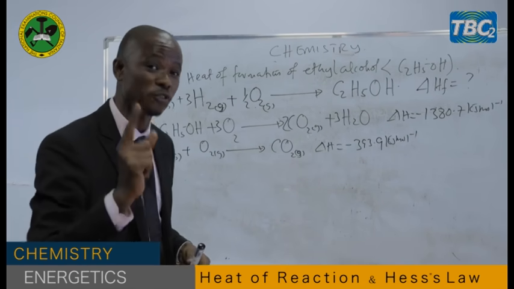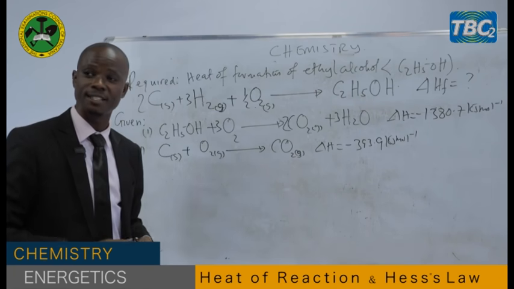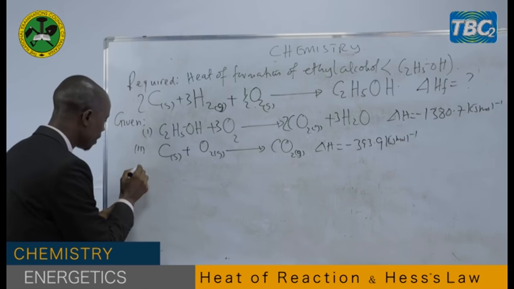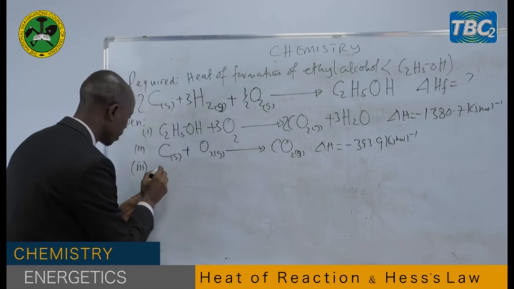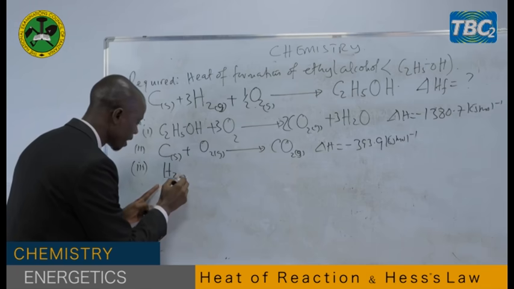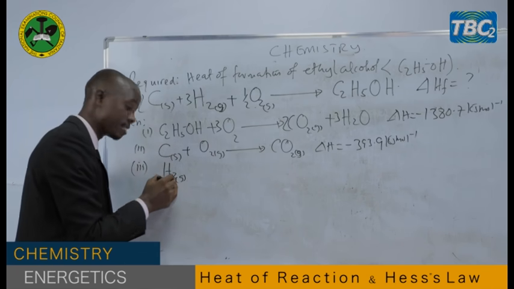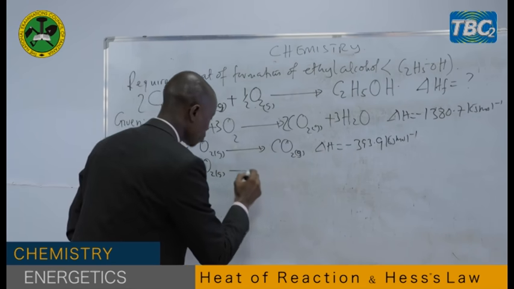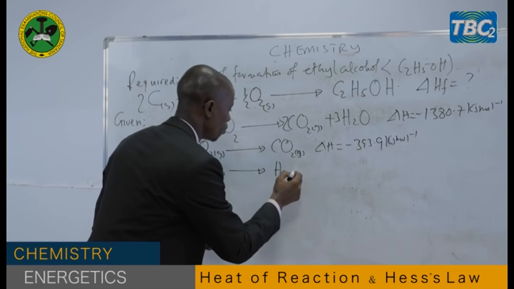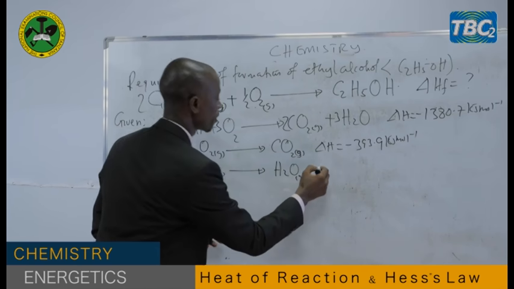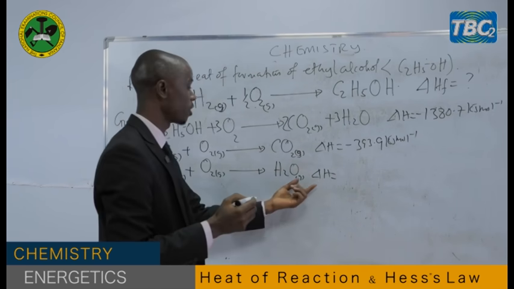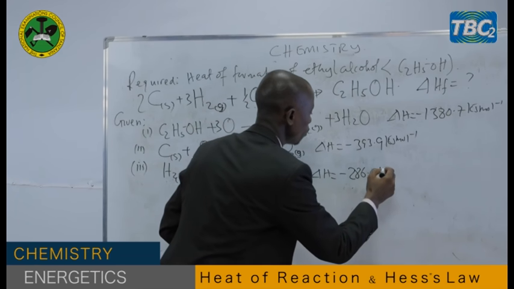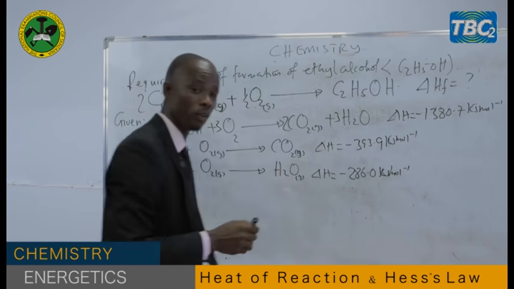Water, H2O, is formed from two elements, hydrogen gas and oxygen gas, in their pure standard states. So in the last data, we have hydrogen gas, which exists as a gas, as well as oxygen gas. When they react, they form water. The enthalpy of formation of water is negative 286.0 kilojoules per mole.